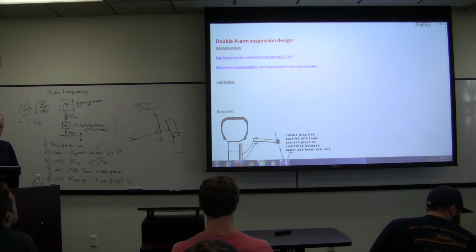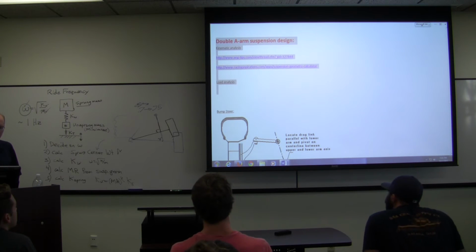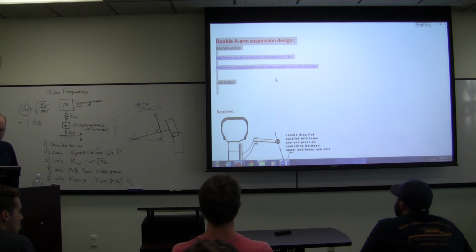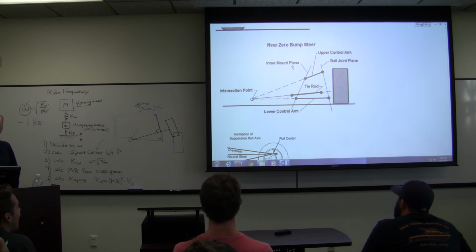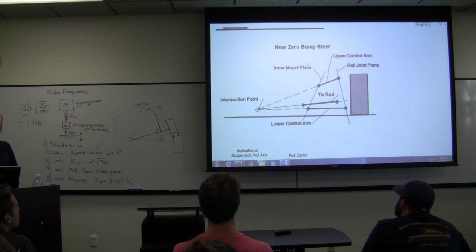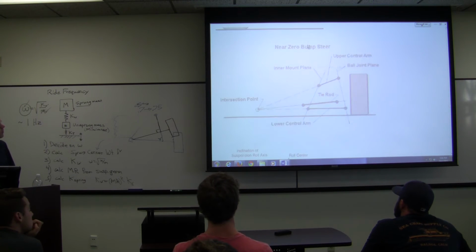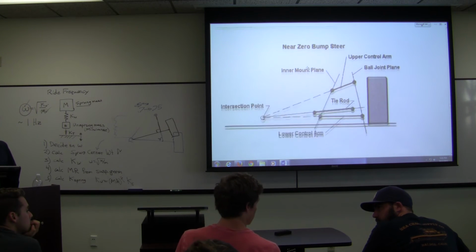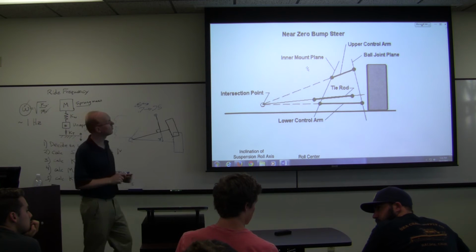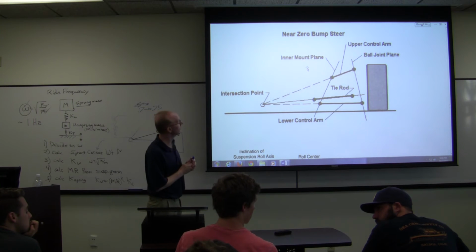I think I'll work directly with the suspension teams to do double A-arm analysis, because that's kind of involved and detailed. This one affects everyone though. This is the idea of bump steer, because both the chassis team and the suspension team need to know about this.